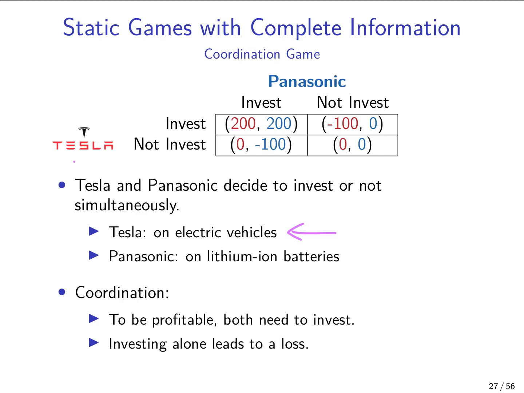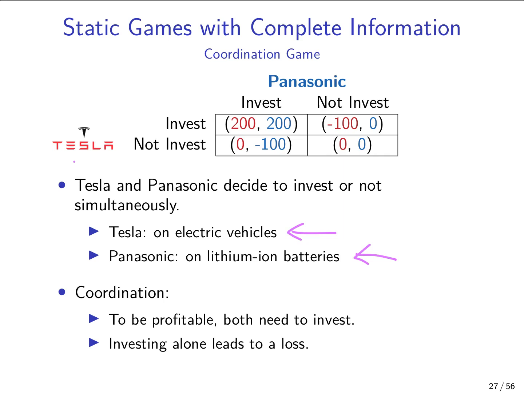On the other hand, we have another company which produces lithium-ion batteries, Panasonic. Panasonic is an electronic equipment manufacturer, and in particular here it produces lithium-ion batteries, which is the kind of battery you use in your smartphone. It is also the kind of battery that Tesla would need to use in its electric vehicles. Right? It's a coordination game.